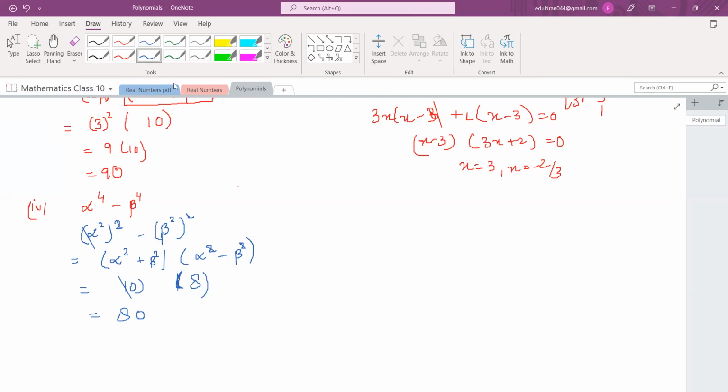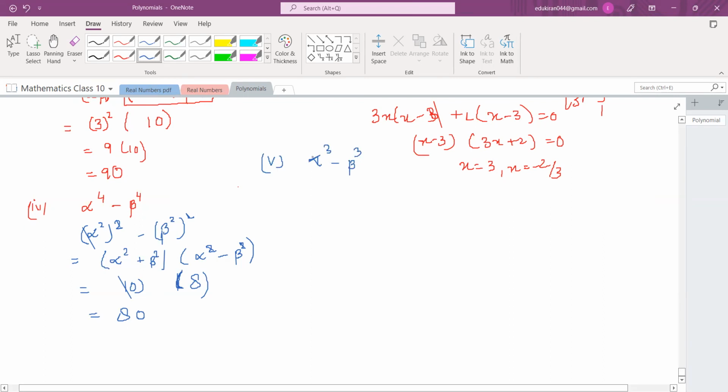Fifth one I'm giving you. For the same polynomial, now you will tell me how much is the value of alpha cube minus beta cube. Now here you will have to use the cubic identity.